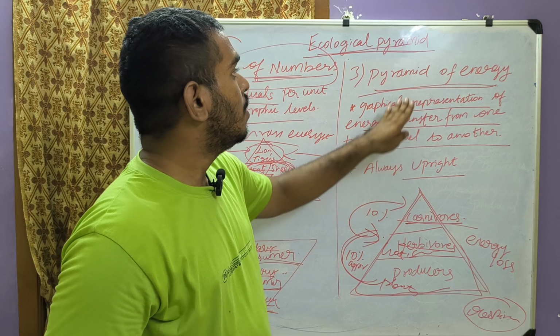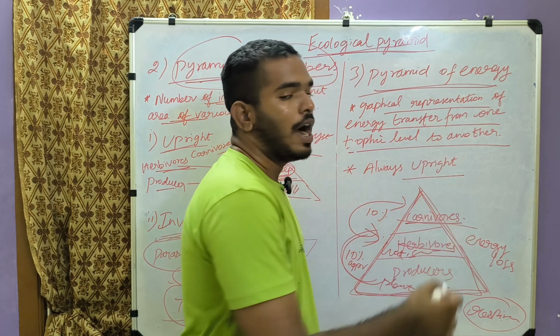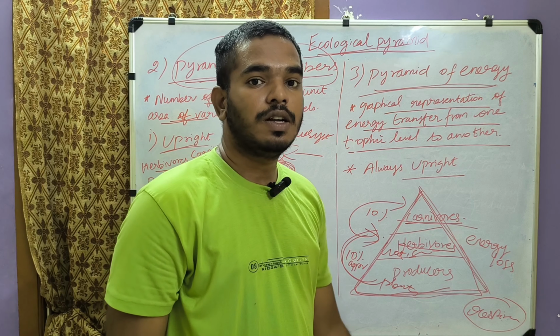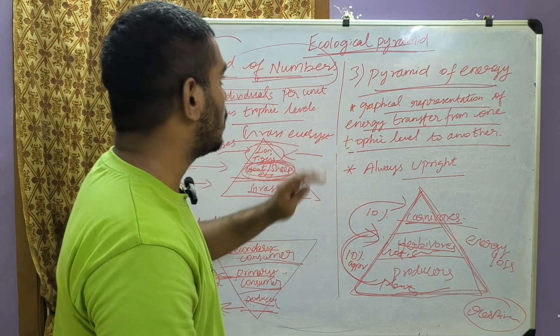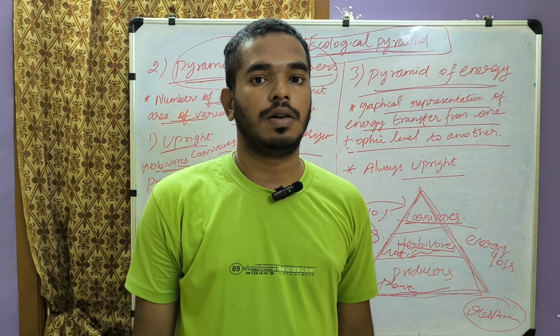So the pyramid of energy will always be in an upright shape only. It will never be in an inverted shape. So this is what is known as the concept of ecological pyramid. Okay, thank you.